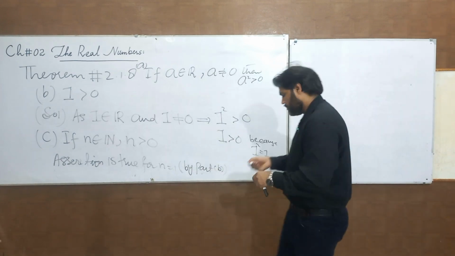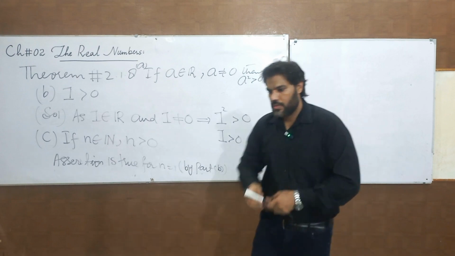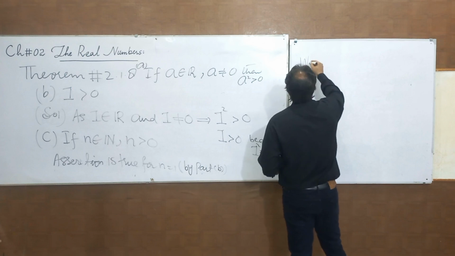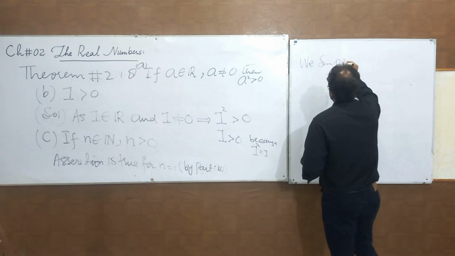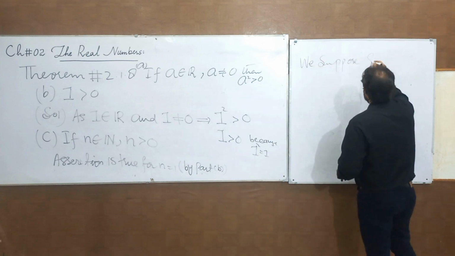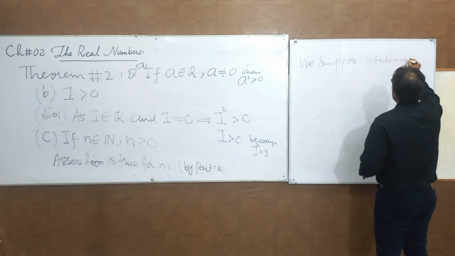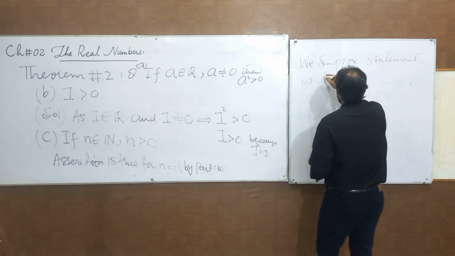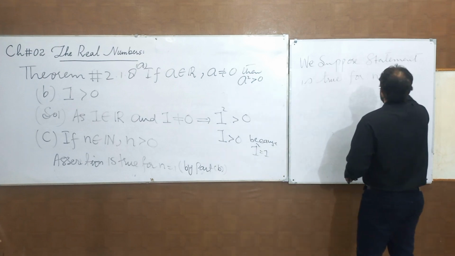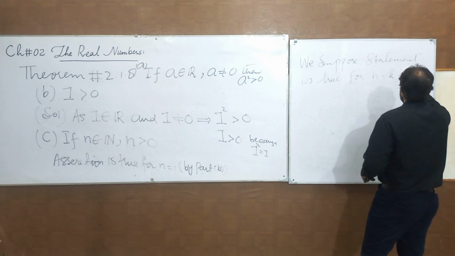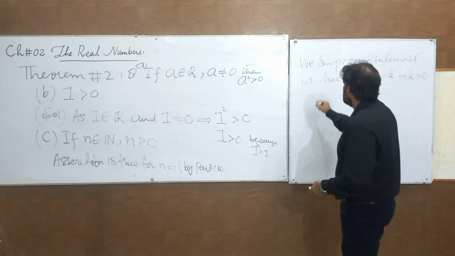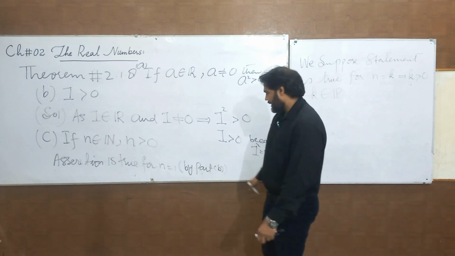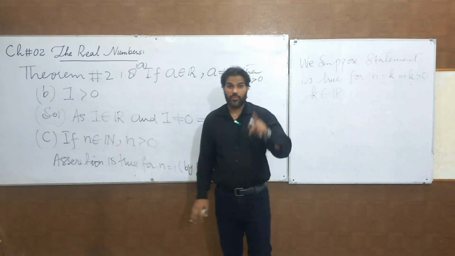We suppose the statement is true for n equal to k. This implies k is greater than 0, meaning k belongs to P. As 1 is positive, 1 is greater than 0, and k is also positive.